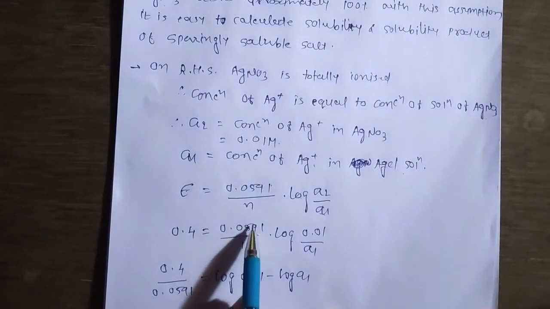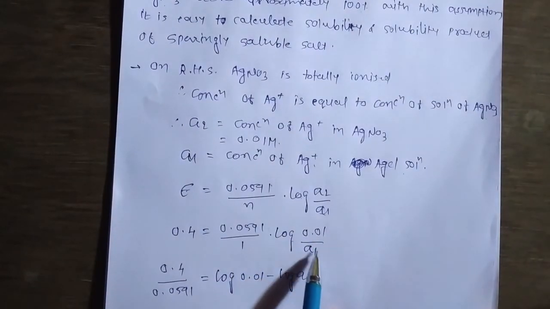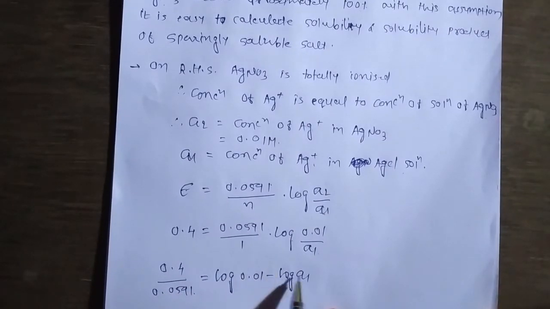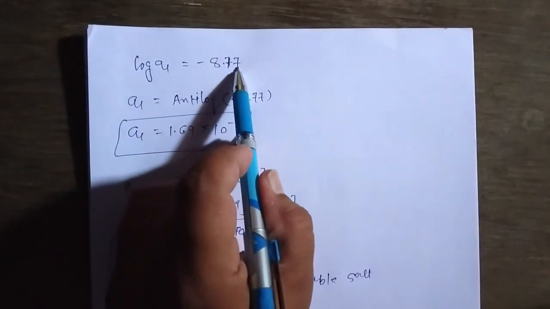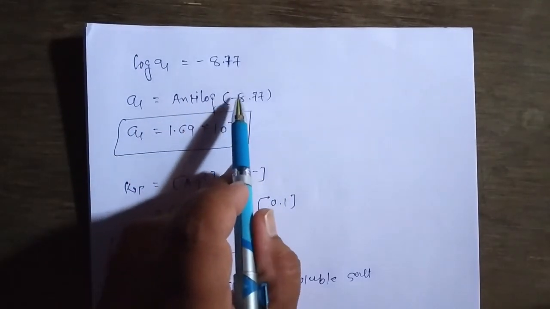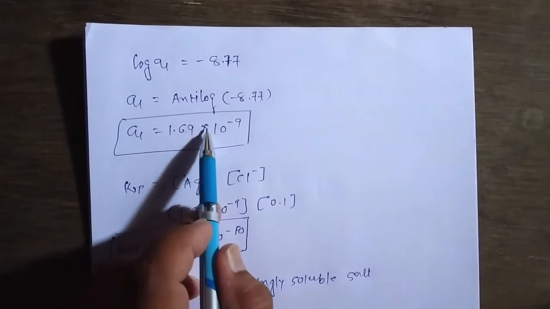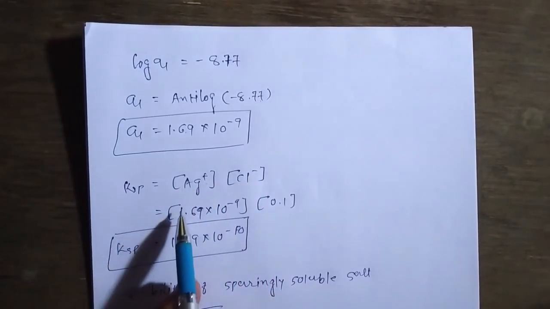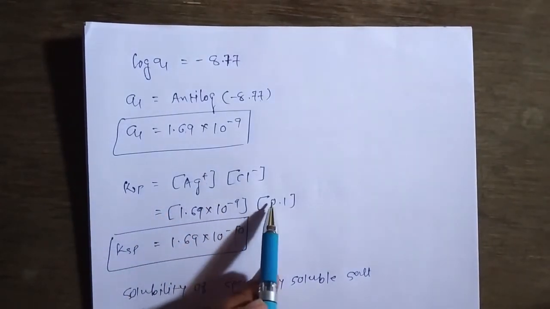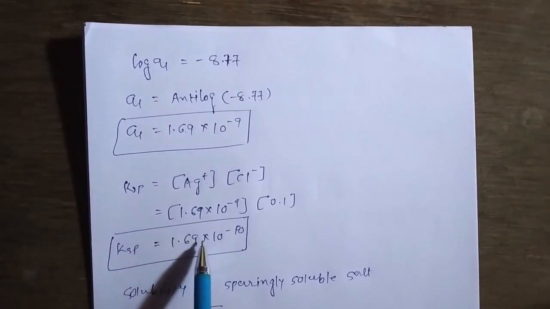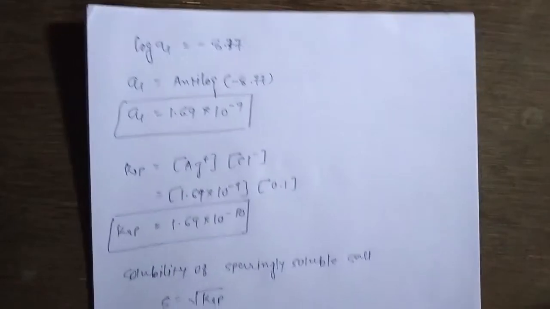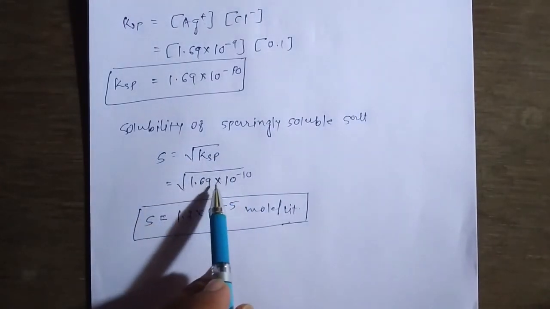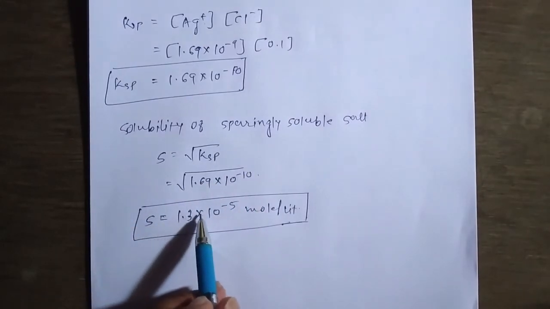So 0.4 is equal to 0.0591/1 into log 0.01/A1. So 0.4/0.0591 is equal to log 0.01 minus log A1. Log A1 is equal to minus 8.77, and A1 is equal to antilog of minus 8.77. So A1 is equal to 1.69 into 10 raised to minus 9. Then Ksp is equal to concentration of Ag⁺ into concentration of Cl⁻, which is 1.69 into 10⁻⁹ and 0.01. So Ksp is equal to 1.69 multiplied by 10⁻¹¹. The solubility S is equal to the square root of Ksp, which is the square root of 1.69 into 10⁻¹⁰. So S is equal to 1.3 into 10⁻⁵ mole per liter.